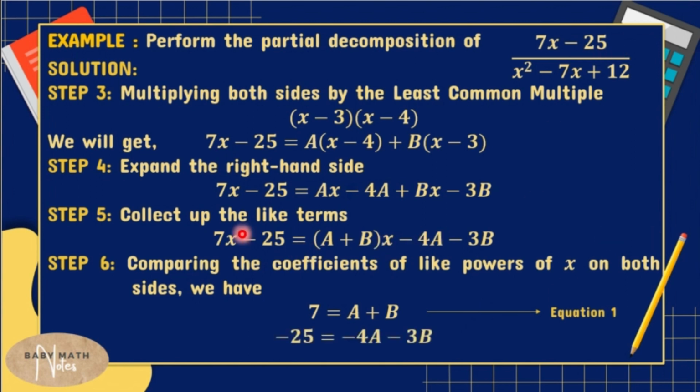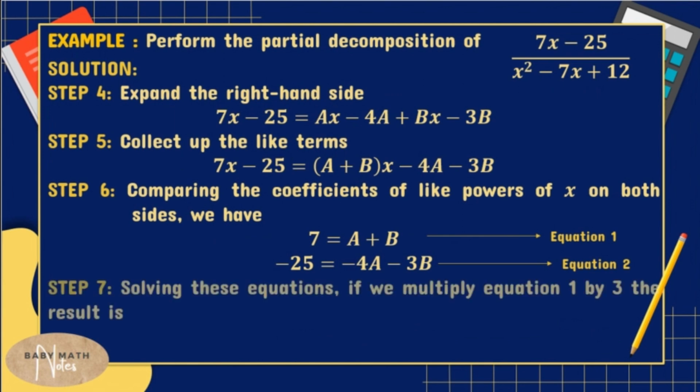And then, negative 25. So, alin ba dito yung walang variable x? So, ito na yan, si negative 4a minus 3b. And this is our equation number 2. Next, step number 7. Since meron na tayong equation 1 and equation 2, our step 7 is to solve the equations.